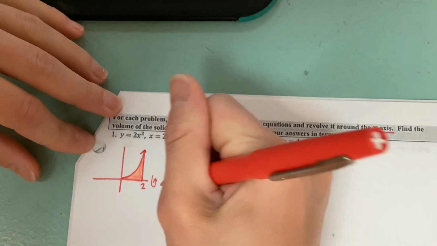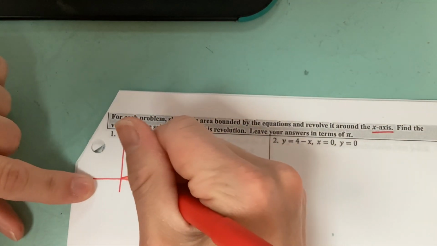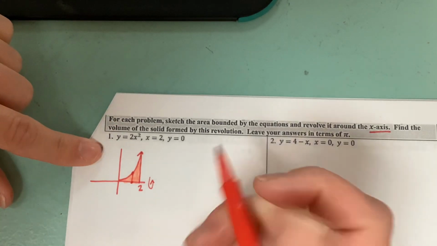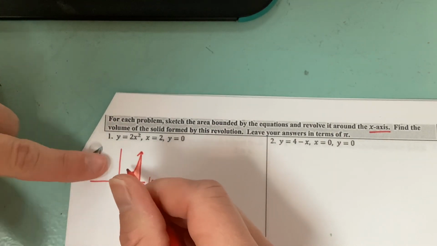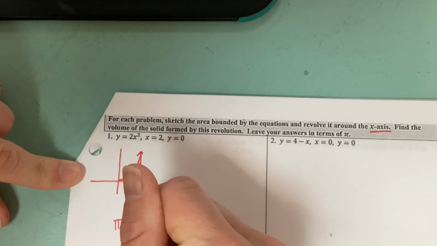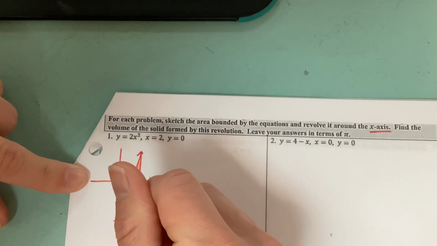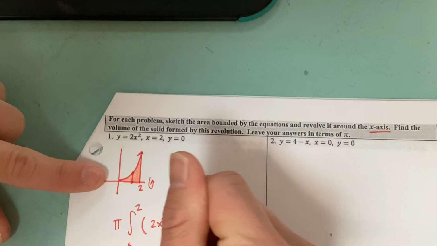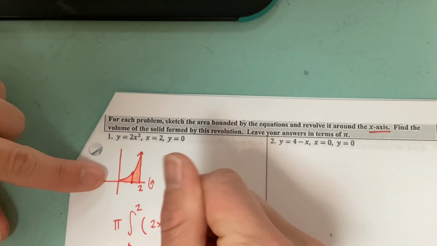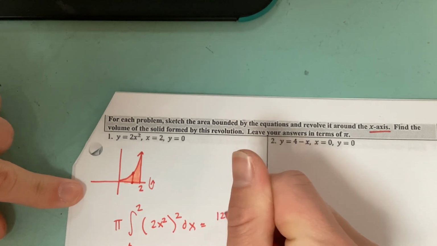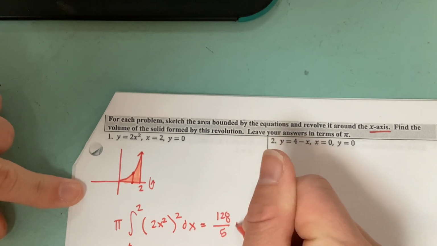And we're going around the x-axis. So I'm going to draw my little line so I can see my radius, from your axis of revolution to the outside function. I'm going to put the pi in the front, pi r squared. My bounds are going to be from 0 to 2, and then the top function, which is 2x squared, minus the bottom function, which is 0, squared dx. And when you type that in, you get 128 over 5 pi.